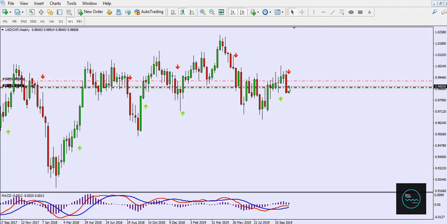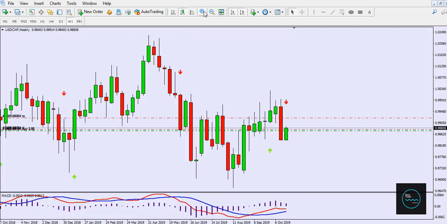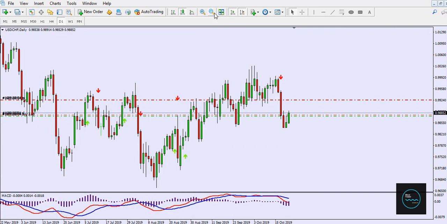So we had this retracement. Now this is the weekly chart. So we had this retracement, and now it is being supported by this area. Okay, so let's go to the daily chart and have a look. On the daily chart, we actually have a wave top situation.